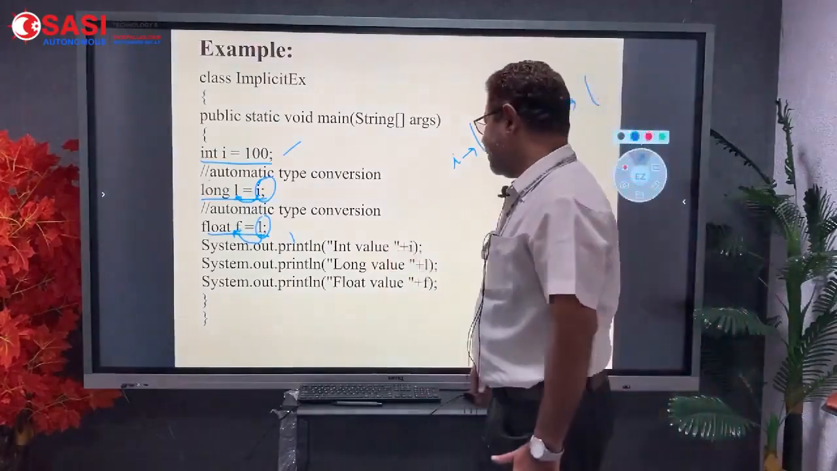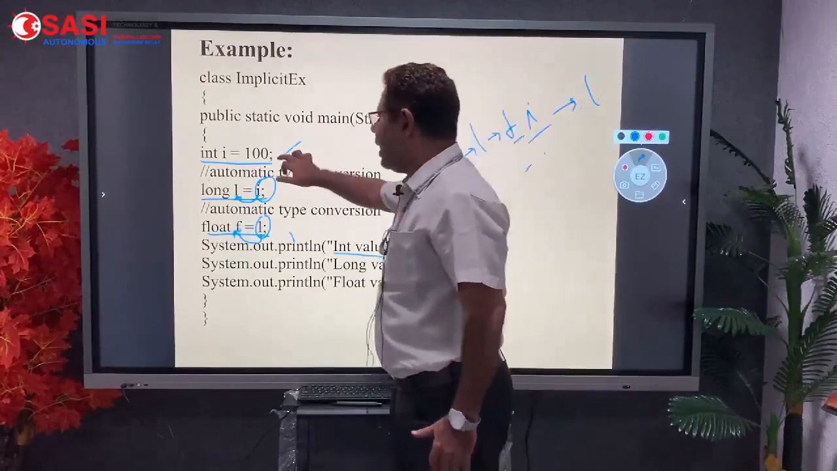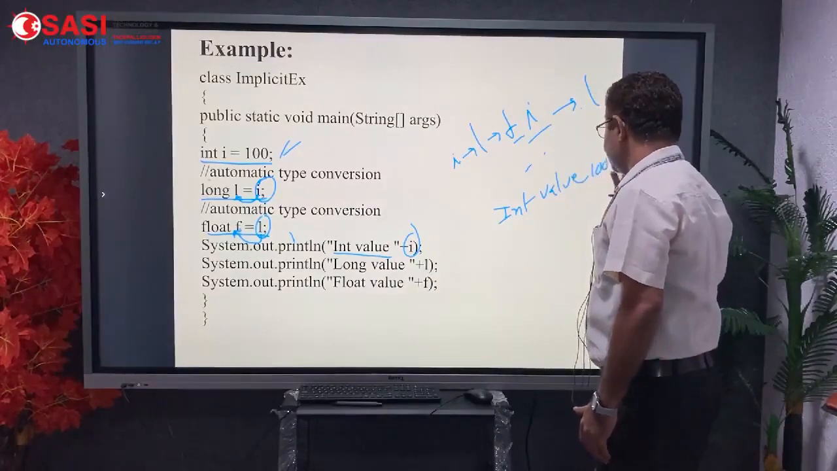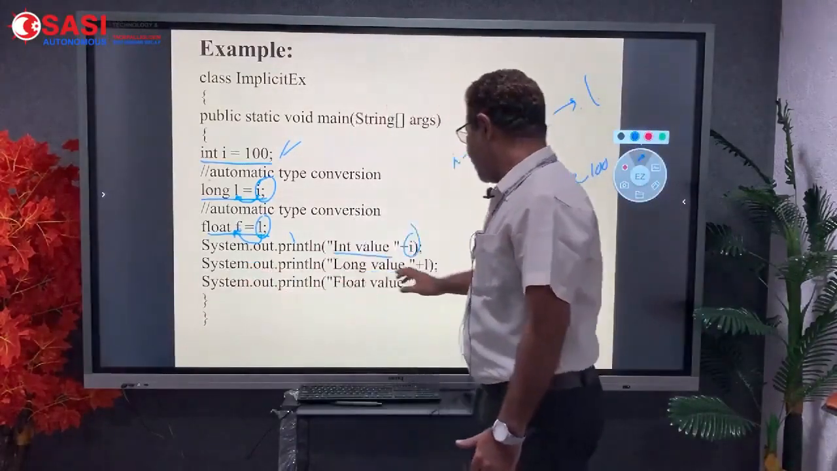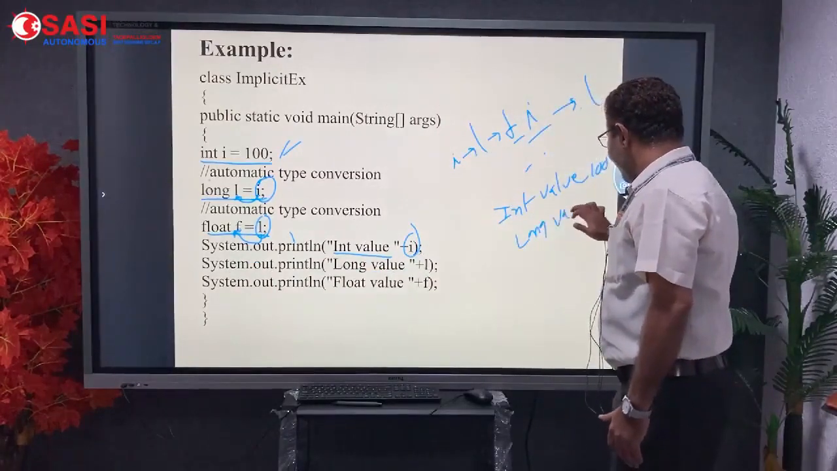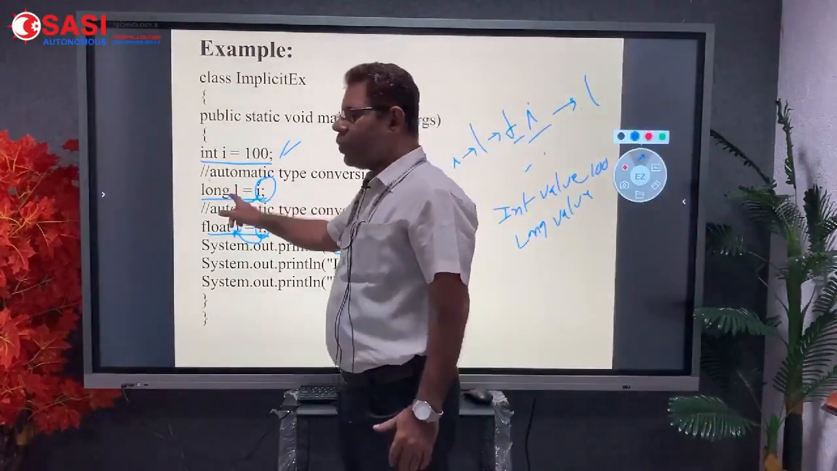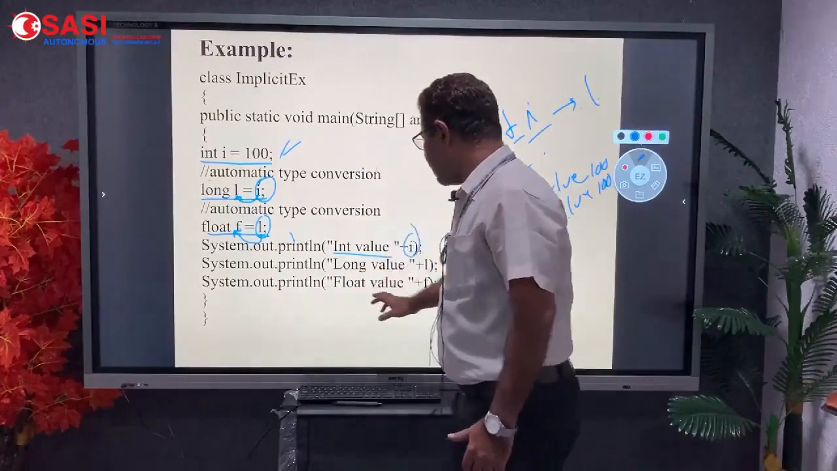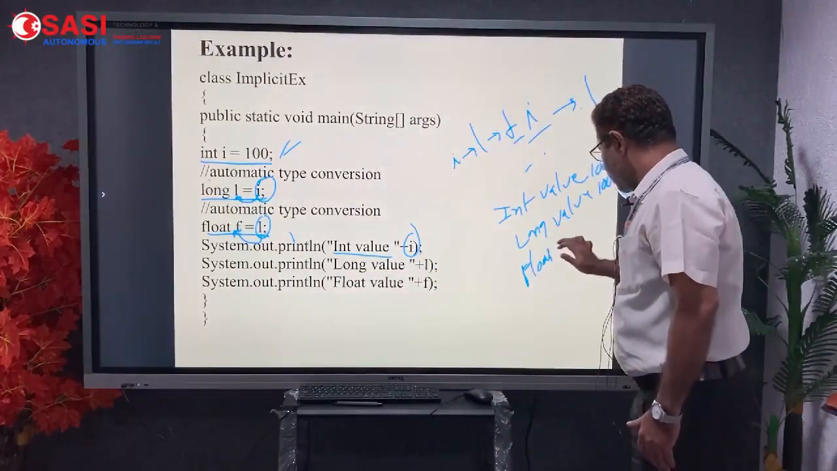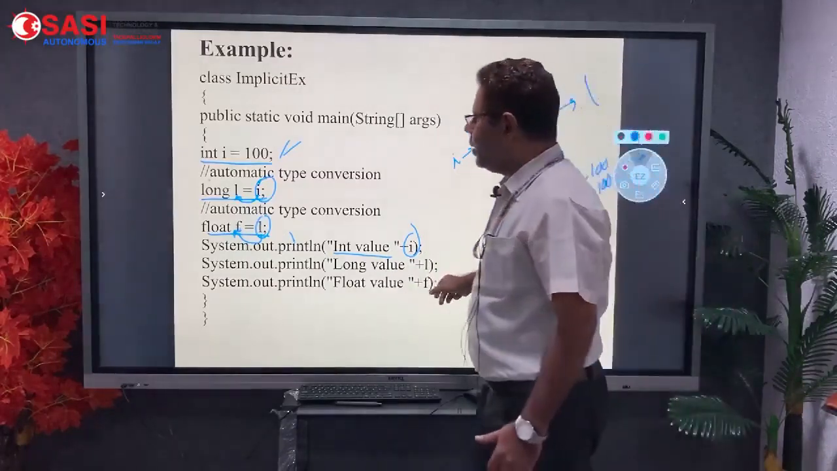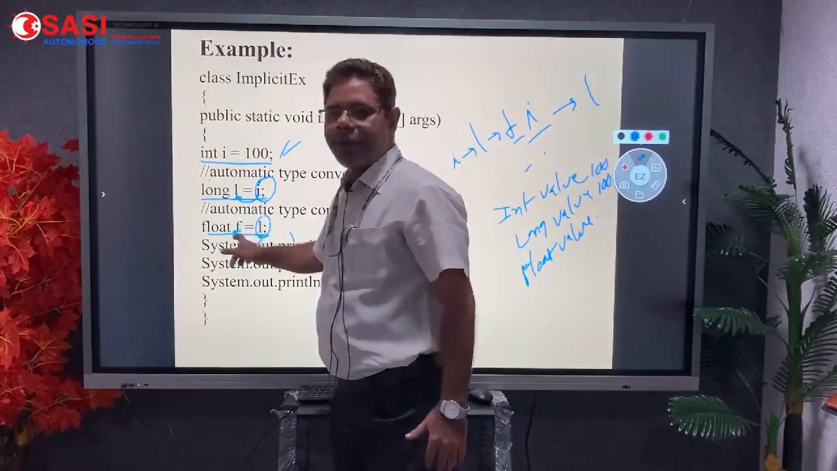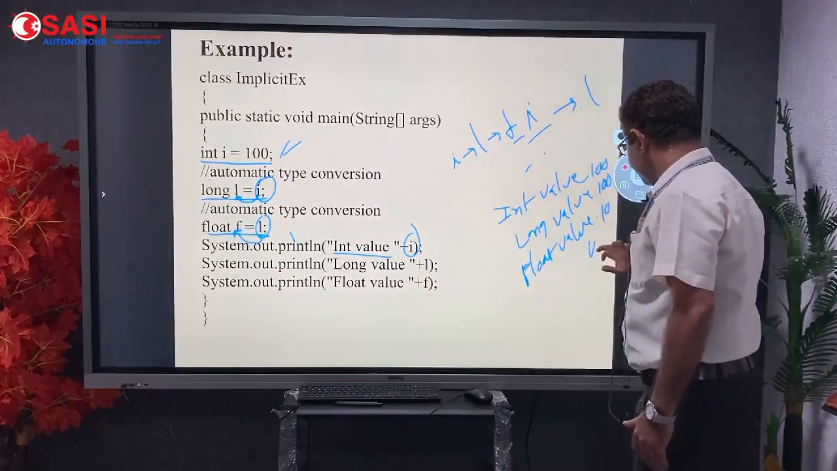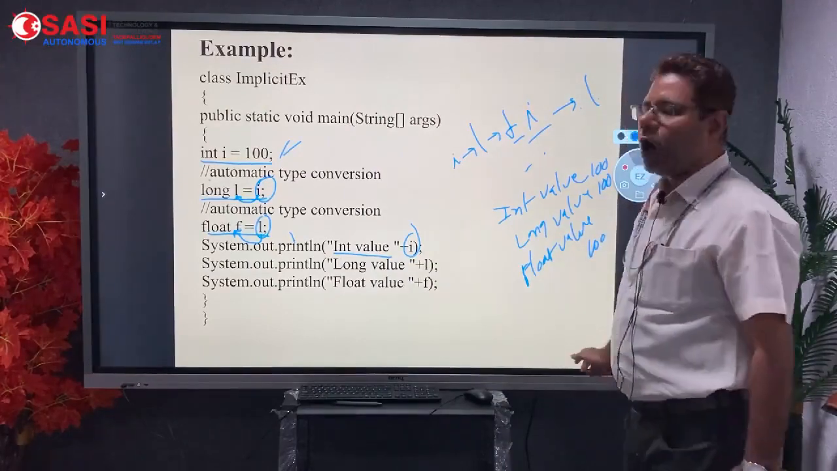So the output of this program: the int value in the i is 100. So the output is int value 100. Next, system.out.println long value. Long value is the L value. The i value is moved to the L, so the output is 100. Next, system.out.println float value. Float value f. The f value came from L. So that means 100.0. So this is the output of this program.